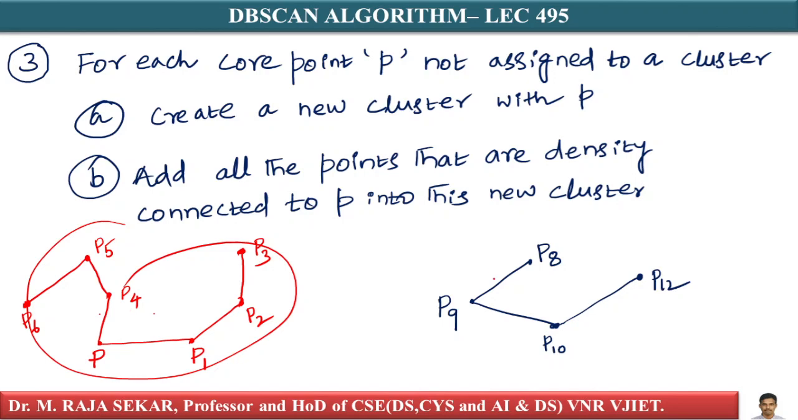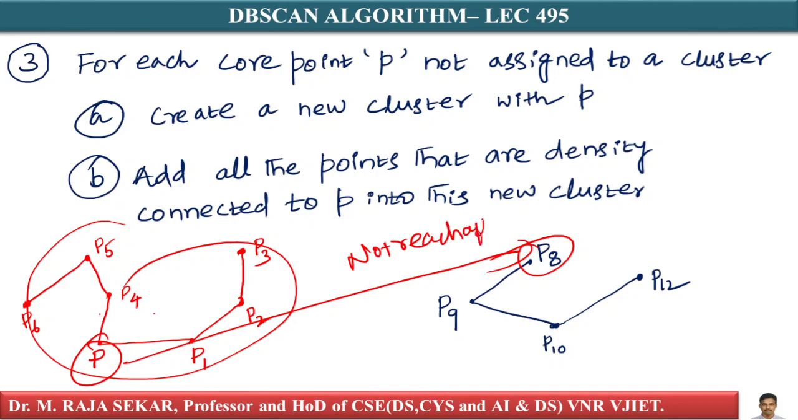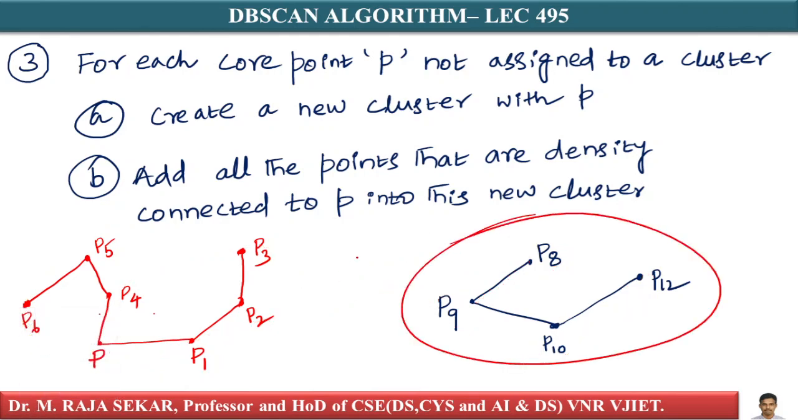Suppose there is another point P8 which is not reachable from P. That is important. In my second iteration, P8 becomes P, and probably P8 can be reachable from P9, isn't it? P10 and P12, and all of them become the next cluster. Therefore, in that case, these points will become another cluster.